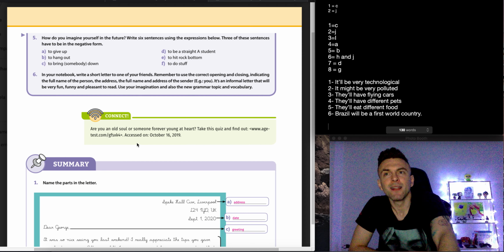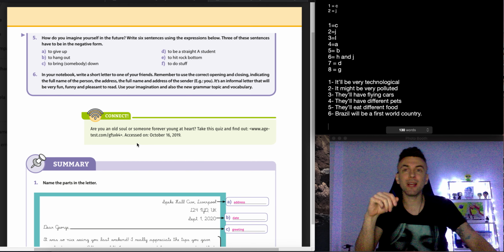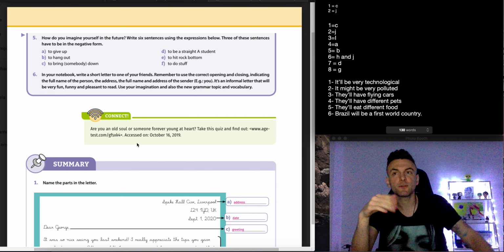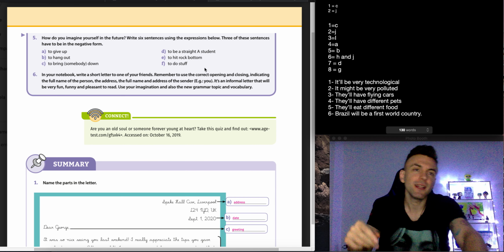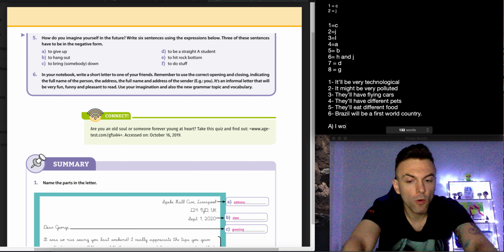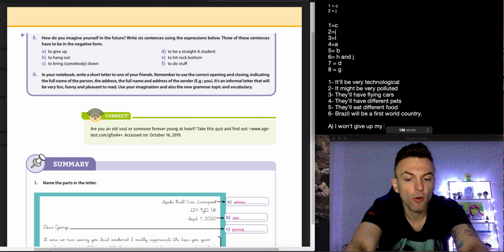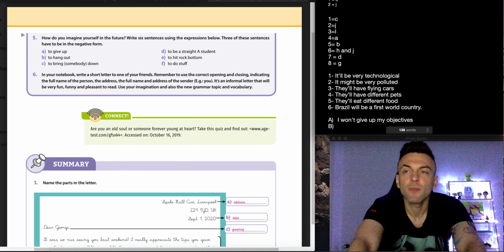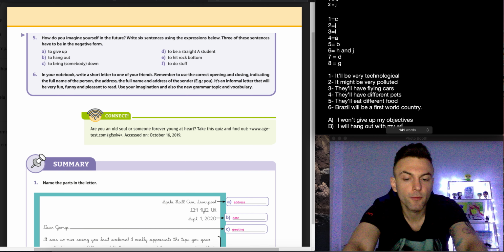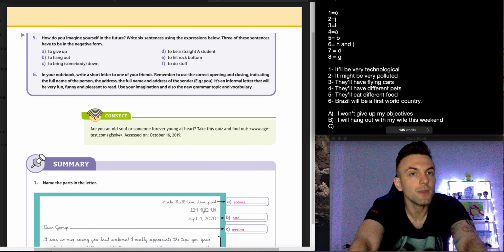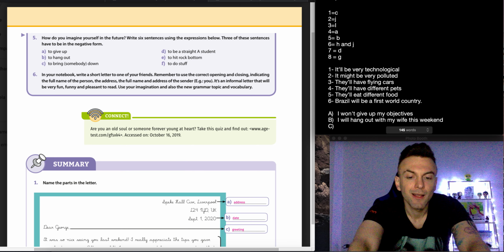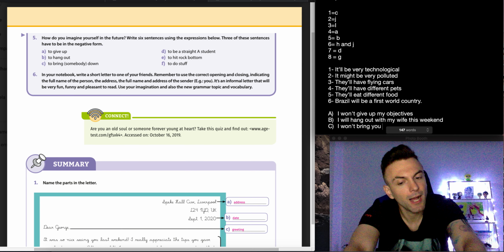supermercado. Number 5, how do you imagine yourself in the future? Write 6 sentences using the expressions below. 3 of these sentences have to be in the negative form. Let me give you guys my opinion here. So, letter A is going to be I won't give up my objectives. That's A. B will be I'll hang out with my wife this weekend. Letter C, I won't bring you guys down.